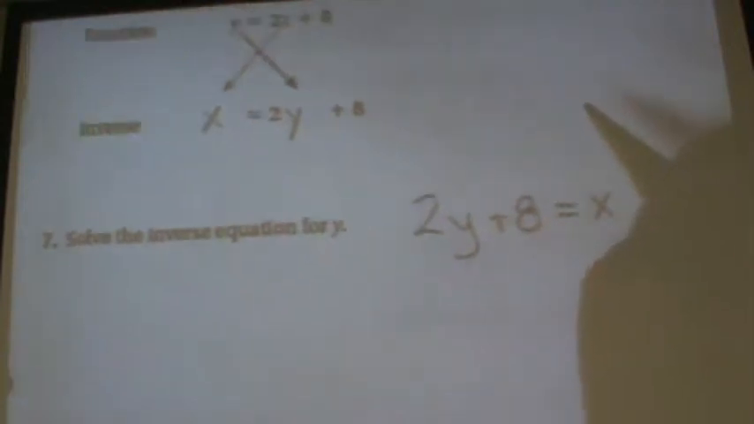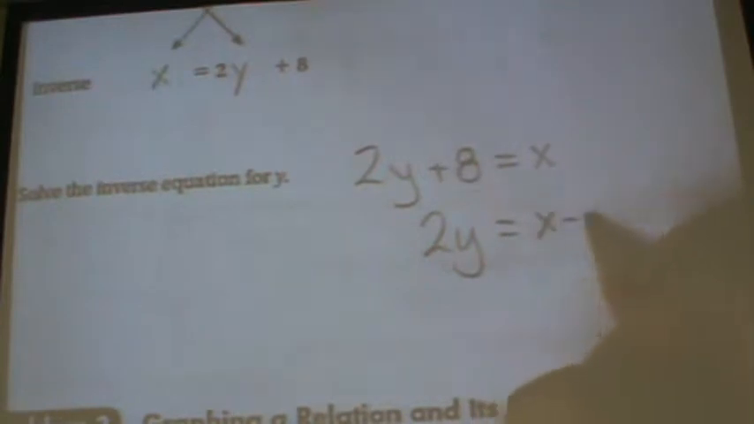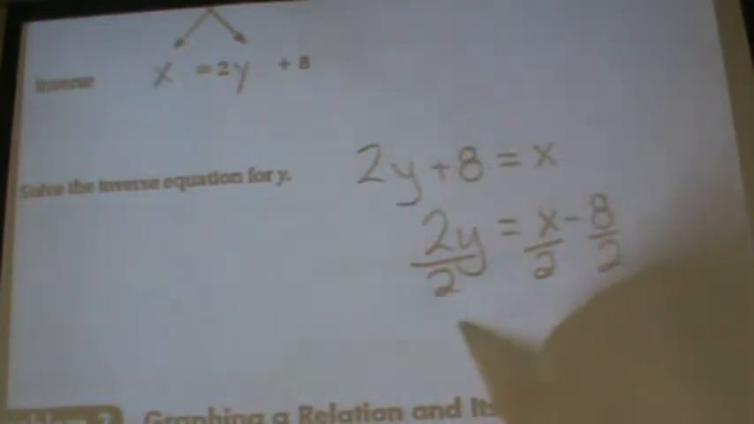Now I like to rewrite this so my y value is on the left. You don't have to do that, I just like it because when it's done, y is on the left. How do I solve this for y? So I subtract 8. Then what? Divide everything by 2 and clean it up.